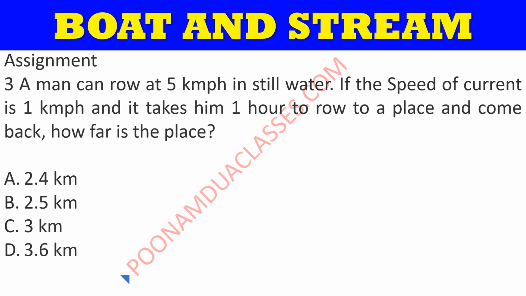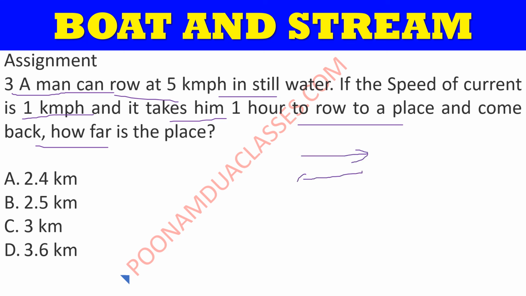Now this question a bit tricky one, लेकिन आप थोड़ा सा ध्यान देंगे तो solve हो जाएगा. A man can row 5 km in still water if the speed of current is 1 km per hour and it takes him 1 hour to row to a place and come back. How far is the place? When he goes and when he is back, the distance remains the same. This is the hint to solve this question.